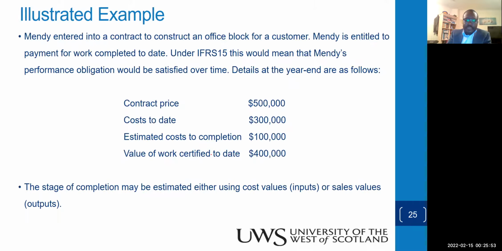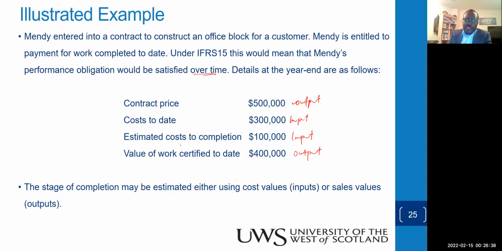Let's take an example. Mendy entered into a construction contract to build an office block for a customer. He's entitled to payment for work completed to date. Under IFRS 15, this would mean that Mendy's performance obligation will be satisfied over time. Details are as follows. Contract price, the total, goes into output. Cost that I have incurred to date goes into input. And this goes to output. Estimated cost, again, goes to input. And then the value of work that has been certified goes into output.